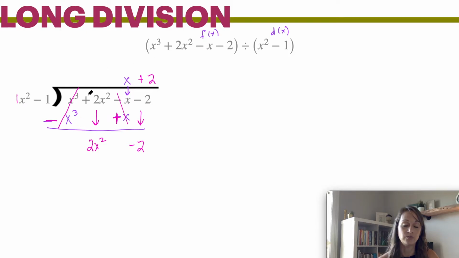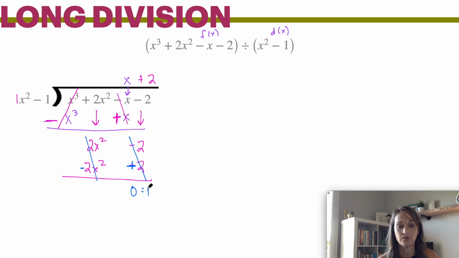So now we do what we do in long division. 2 times a negative 1 is a negative 2. 2 times x squared is 2x squared. But don't forget, we are subtracting this. So when we distribute this negative, it's going to turn this to a positive, and this to a negative. So now that we distribute the negative, I'm going to go ahead and erase the parentheses. Negative 2 and a positive 2 cancel, and 2x squared and negative 2x squared also cancel, leaving me a 0 for the remainder.